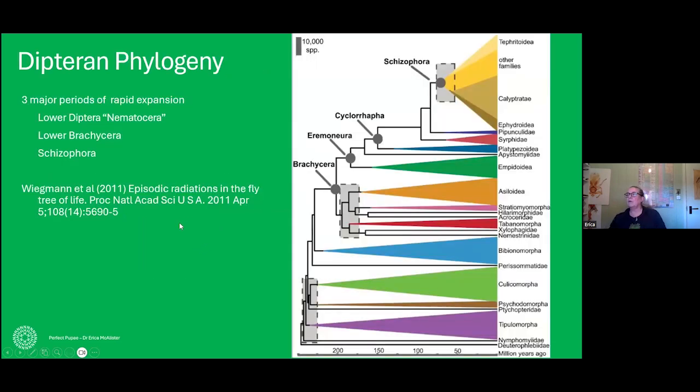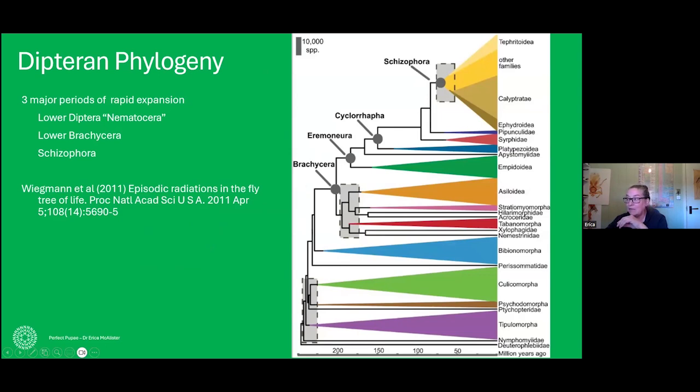And to remind us what's going on, here is the Diptera phylogeny. This is taken from David Wiegmann's paper in 2011. So we've got these three major episodic growth periods within flies. And basically, we've got the first type of pupa just seen in these flies.